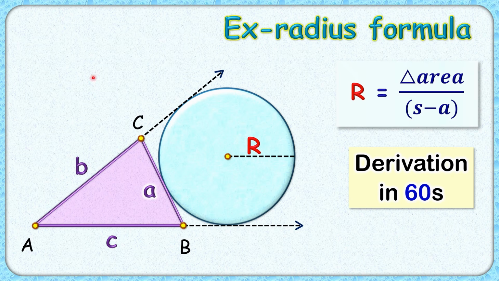This video will derive the formula for exradius. That is, if triangle ABC is given to us and we extend the side lengths AB and AC and externally draw a circle touching all three sides, that is, the extended sides AB and AC and the side BC, then the radius of this excircle is given by the area of the full triangle ABC divided by S minus A, where S is the semiperimeter and A is the side length with which this circle is touching externally.